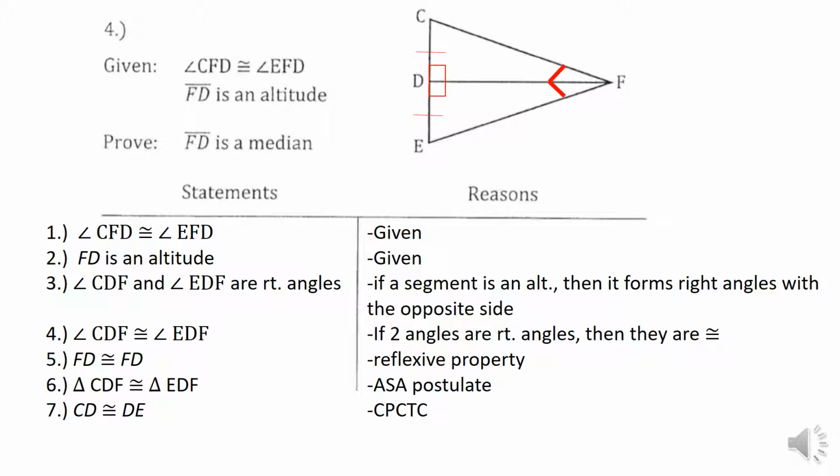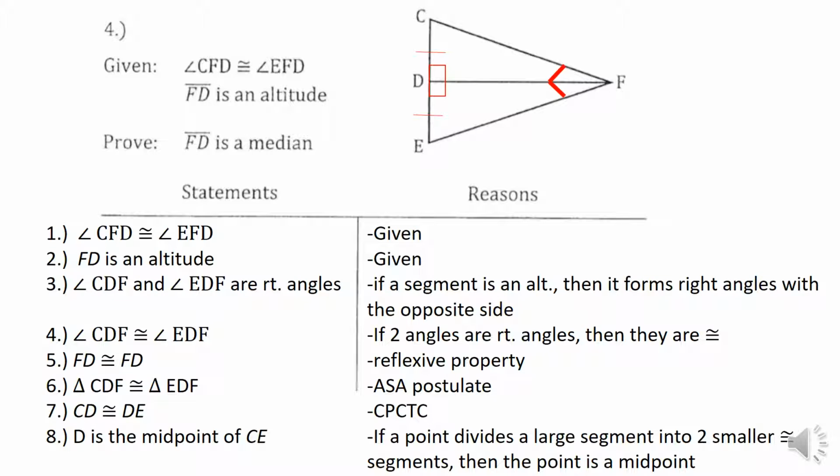CPCTC. Corresponding parts of congruent triangles are congruent. Right, and CD and DE are corresponding parts of congruent triangles, so they must be congruent. So if those two segments are congruent, then we know that D is the midpoint of CE. If a point divides a large segment into two smaller congruent segments, then the point is a midpoint.